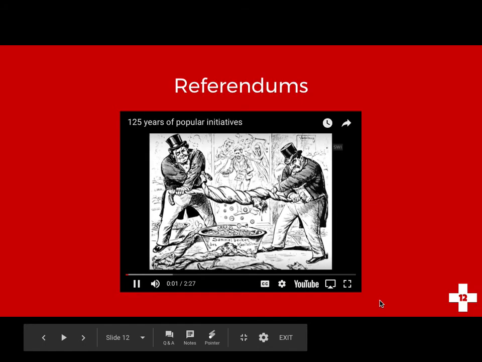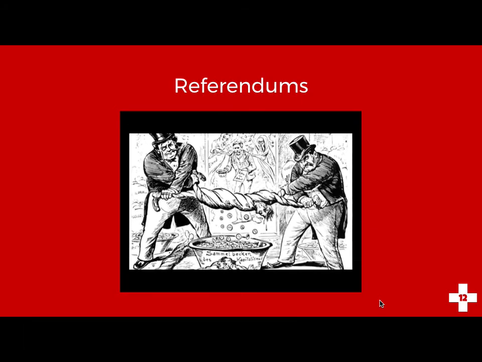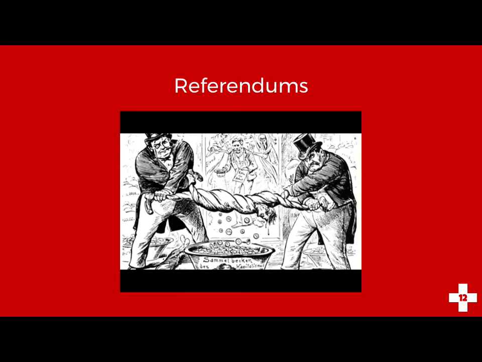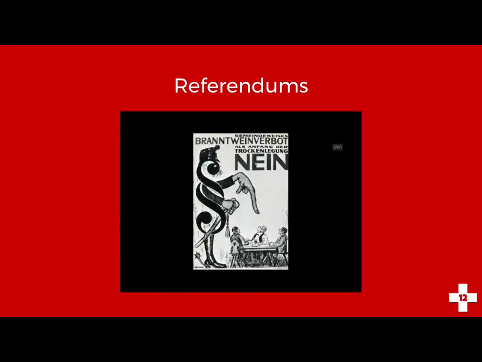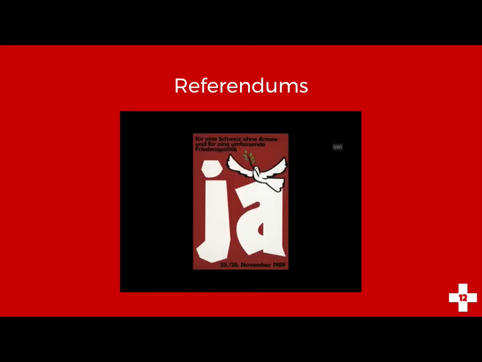Stop taking advantage of the working class. That was the concern behind one of the first popular initiatives. It was stopped at the ballot box, with almost 80% of voters choosing no. At the polls, other popular initiatives have fared no better. The reason is that they may have posed questions deemed too radical by Swiss voters at the time.